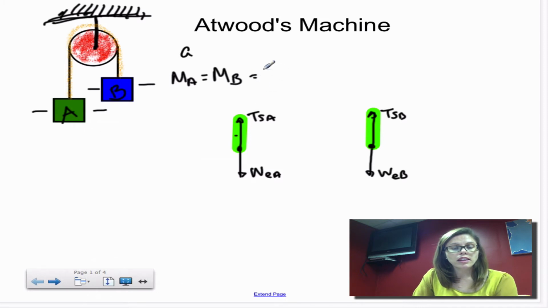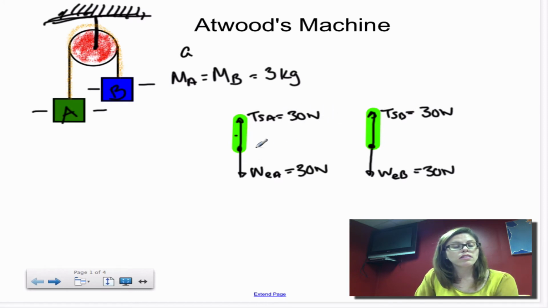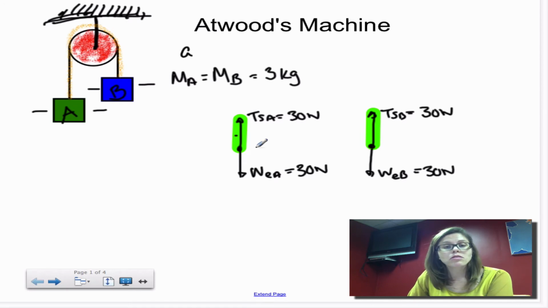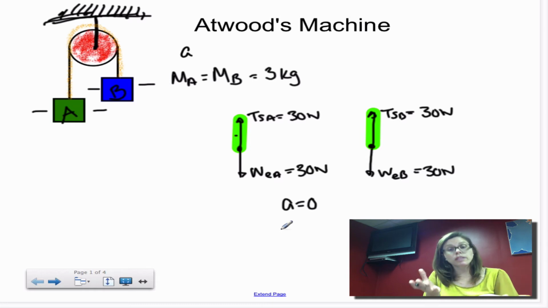So let's say that each mass is 3 kilograms. So it would make each weight 30 newtons. And since there's 30 newtons pulling on each side, the tension is 30 newtons. And since the forces are balanced, there's no acceleration. And if the blocks aren't moving to begin with, they're not going to speed up or slow down, so they're going to stay in the same place. And I will show you this in class, because I don't have the equipment right here to show you on the video.